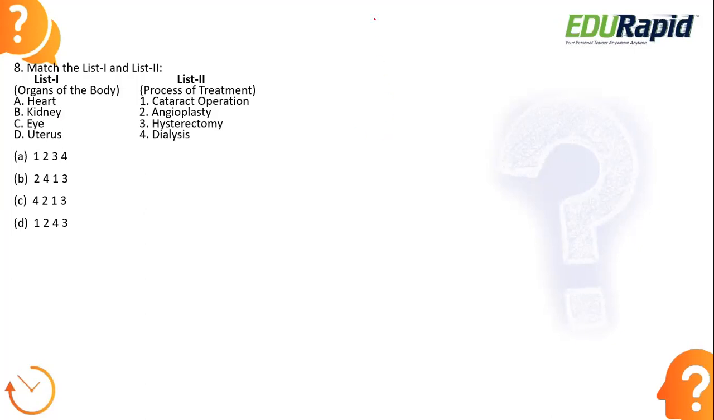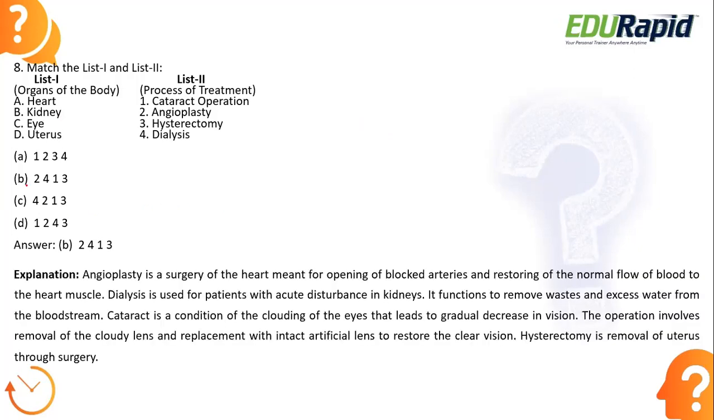Okay, now let us know about the right answer here. The right answer is option B, 2, 4, 1, 3. So here we have the right option. Heart: if there are any blockages in the heart or the blood vessels that we have, to remove these blockages and have a normal flow of blood, angioplasty is done. Angioplasty is a treatment procedure done to remove blockages in the heart as well as the blood vessels.